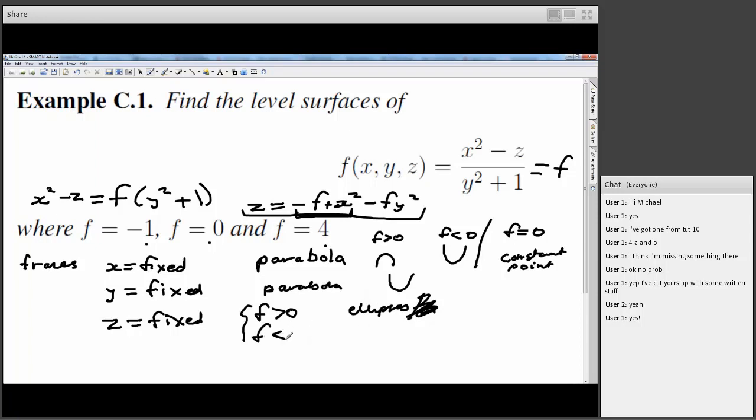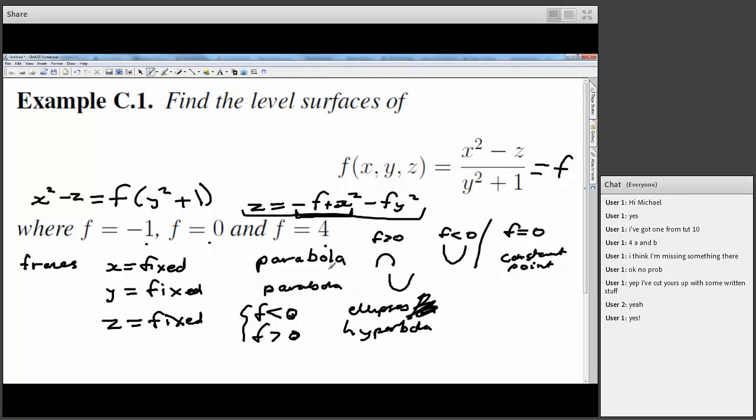If f is negative, that's not true. Let me say this properly. If f is negative, then you're getting a sum of squares, which is ellipses. If f is positive, then you get a difference of two squares, which gives hyperbolas. So why I picked this example over everything else, a slightly harder one admittedly, is that I've got all three, parabola, ellipses, and hyperbolas, all cropping up in the first context. So that's why I picked this one. All of the three prop up.